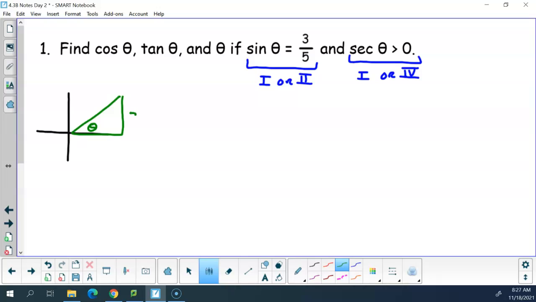Sine is opposite over hypotenuse, which means the missing side is 4, because it's a 3, 4, 5 triangle. Right? Okay? So the cosine of theta would be 4/5. The tangent of theta would be 3/4.